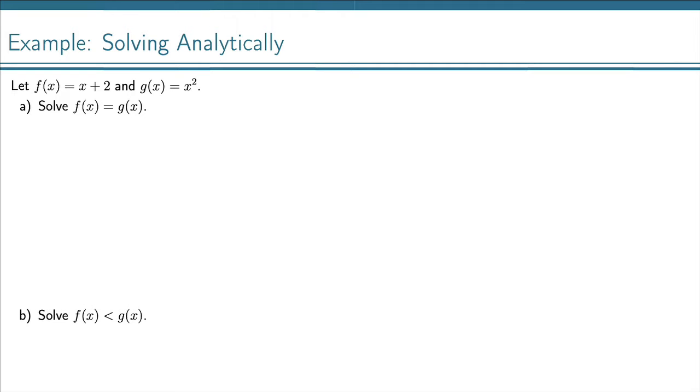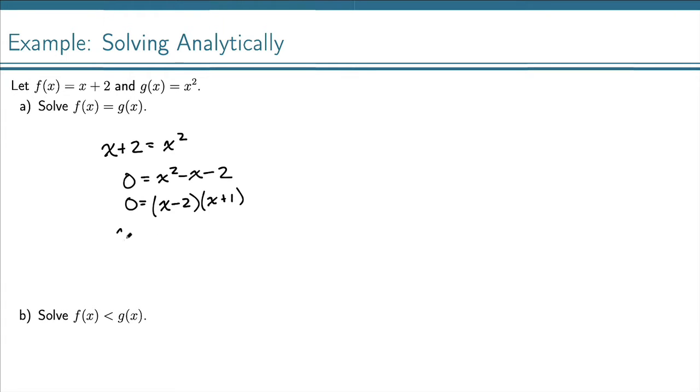Given two polynomials, to solve the equation, we're just going to move everything to one side of the equation and factor. So we're going to subtract everything over. We get x squared minus x minus 2. And then we factor. This is x minus 2 times x plus 1.